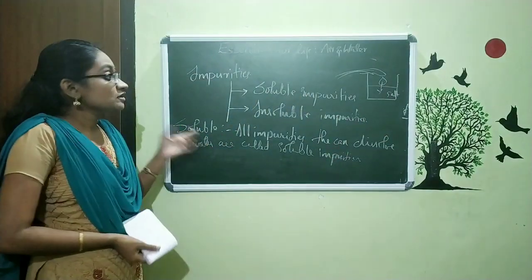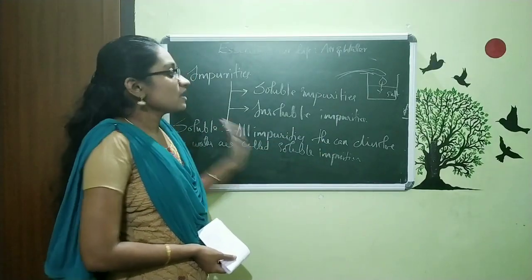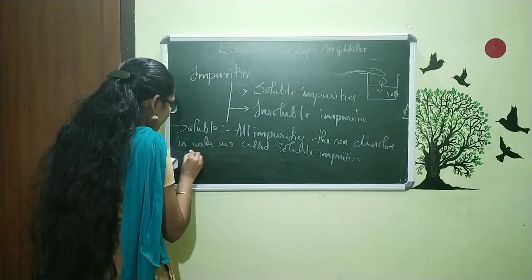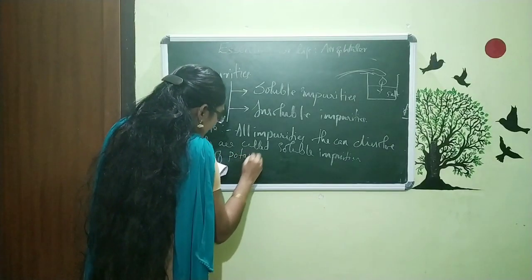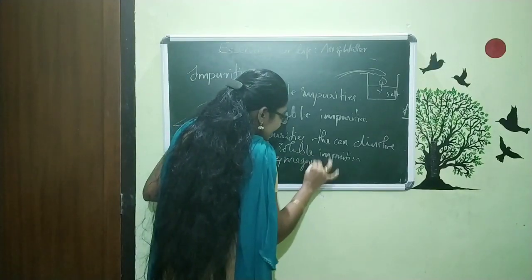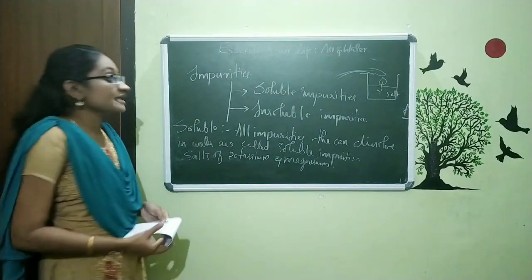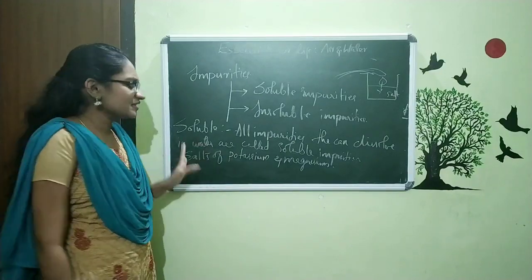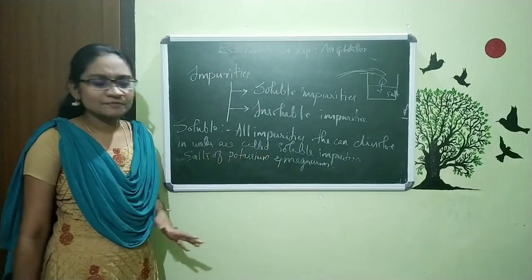So soluble impurities are the impurities that can dissolve in water. The examples are salts of potassium and magnesium. Salts of potassium and magnesium are the examples for soluble impurities. Very simple: that is the definition for soluble impurities and the examples.